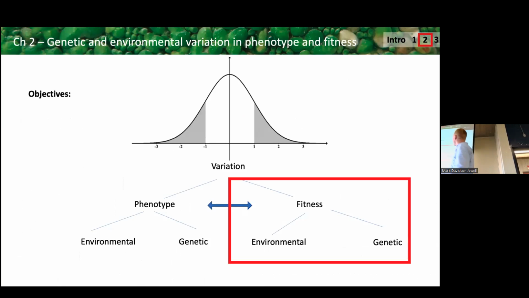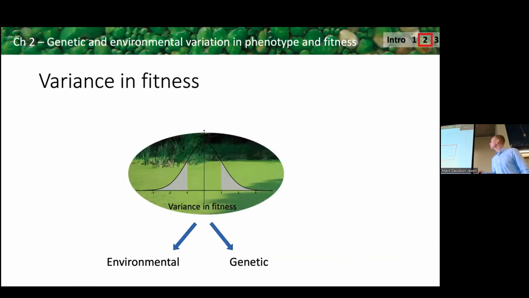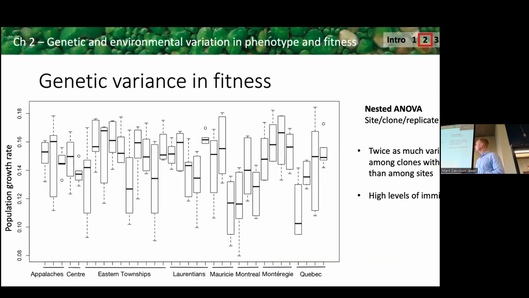Now looking at variation in fitness. Like variation in phenotype, it will have environmental and genetic components. So this is from the common garden assay. Again, the 37 different sites, different regions across Quebec, and this is fitness. And again, the variation among the bars is the variation among sites. The variation within a bar is the variation among genotypes within a site.